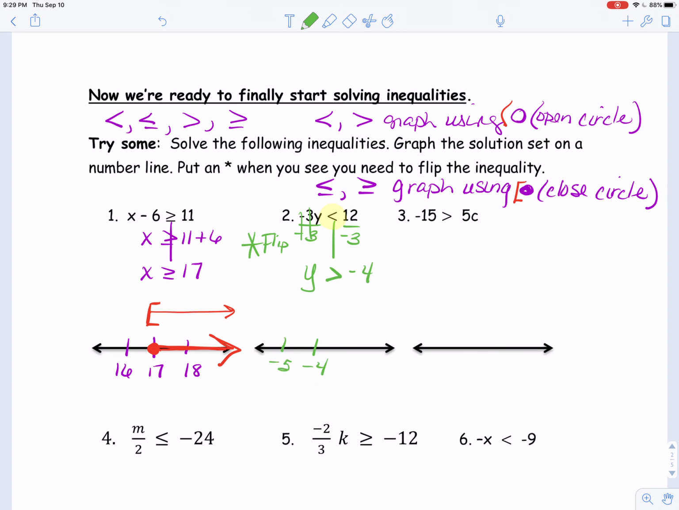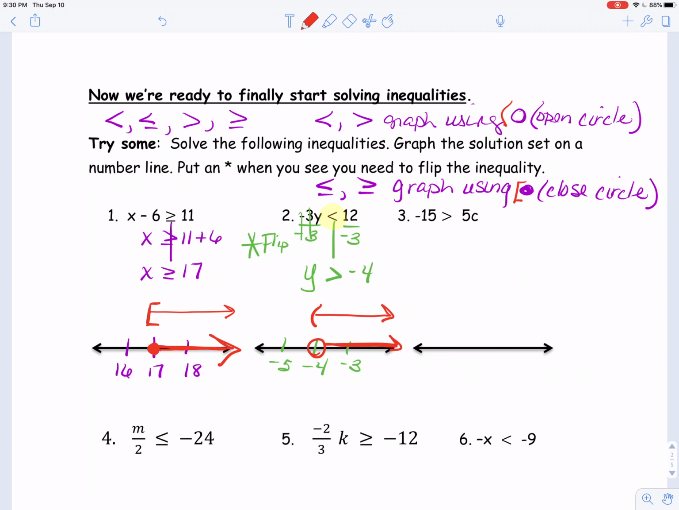-5, -4, -3. So take a look at the symbol. The symbol does not have the equal mark on there, so that means it can't actually be -4. So I'm going to graph that using an open circle to show that it can't be -4. It can just get very close to -4. And we want numbers that are greater than. Greater than always go to the right. So if this were a book that used parentheses and brackets, it would be a parenthesis, and then it would be going to the right.